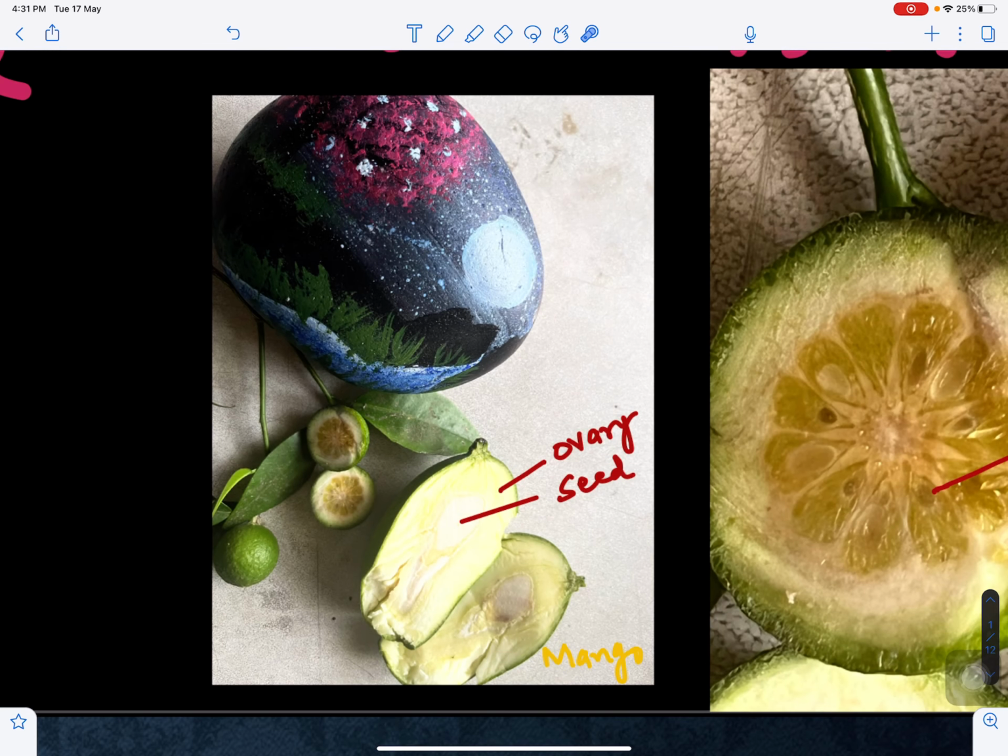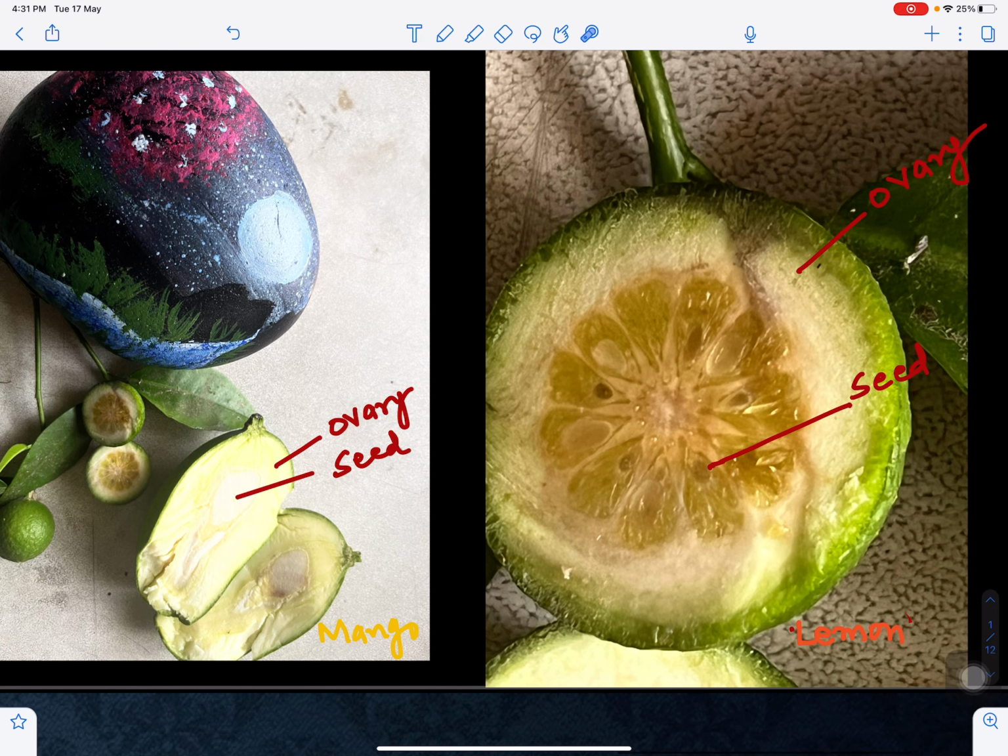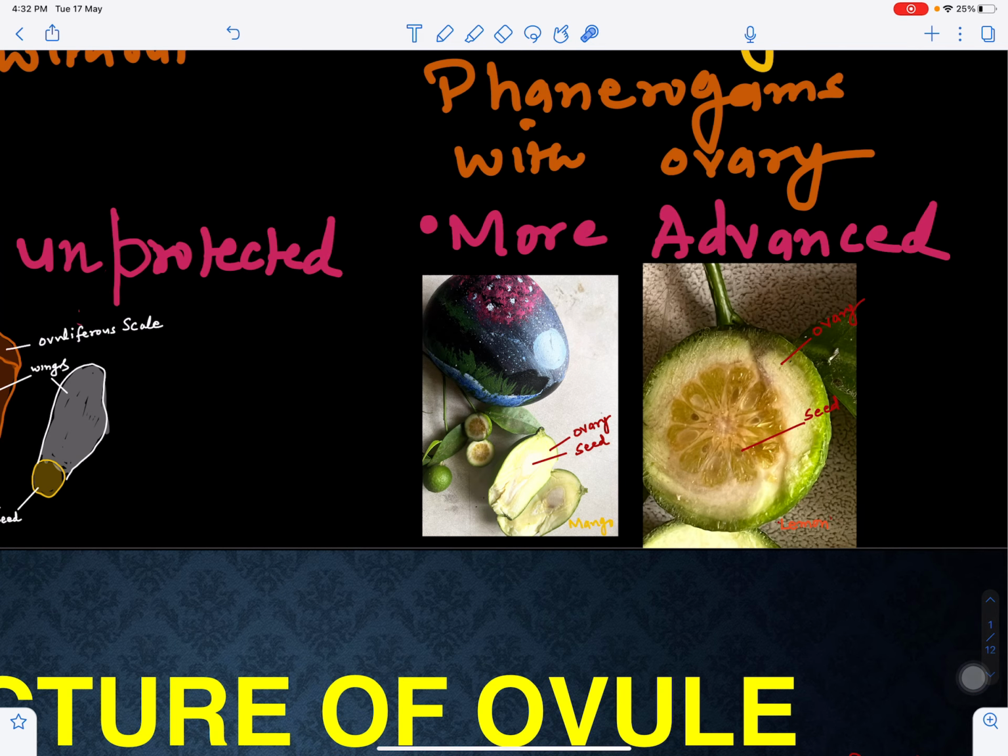We can see here this is the mango, an unripe mango, and this white part is its seed part, and this part is the ovary which ripens to form the fruit. Similarly, this is lemon. We can see these are the seeds present on the placenta, and this is the ovary which is protecting the seeds inside. So this is found in case of angiosperm.